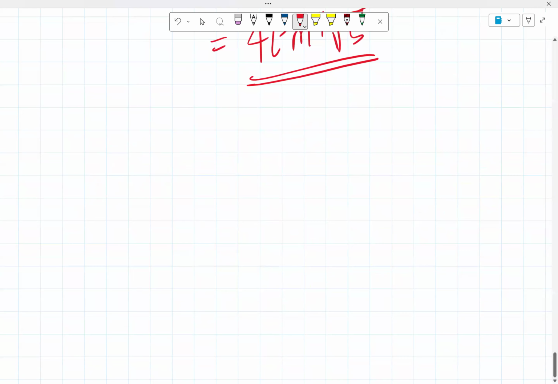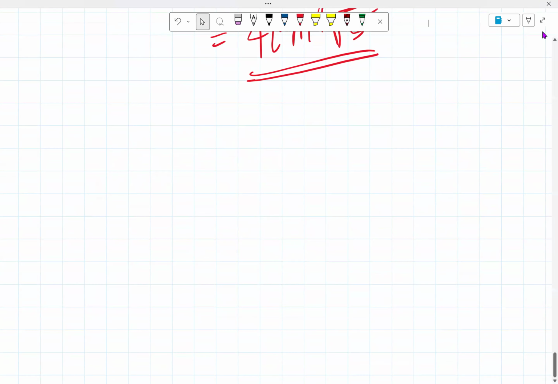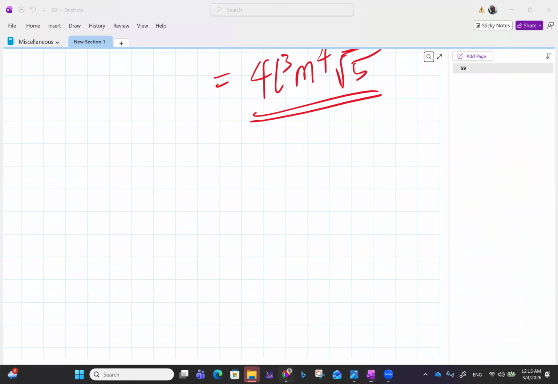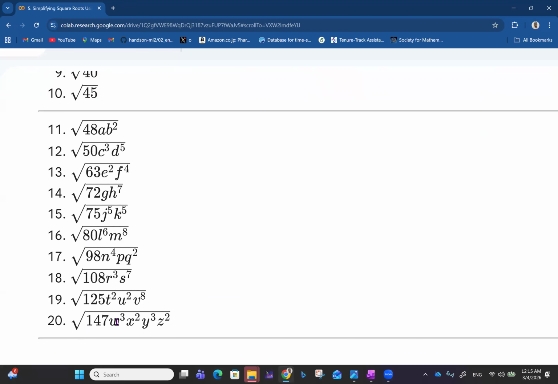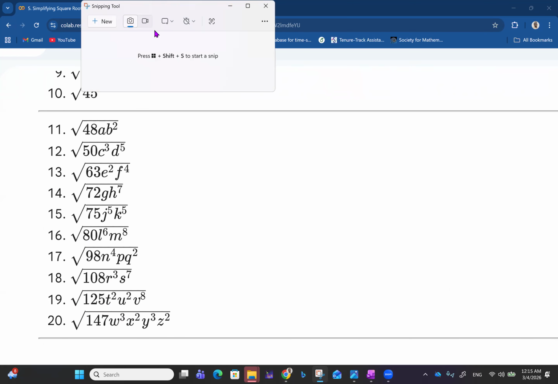So let me take the last question. That's question 20, like I promised. So 147 W cube. I feel that cropping may be necessary here, so I don't have to go back and forth.